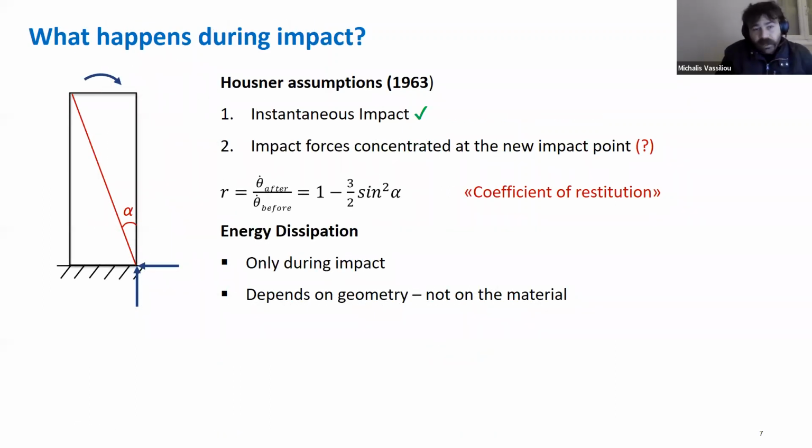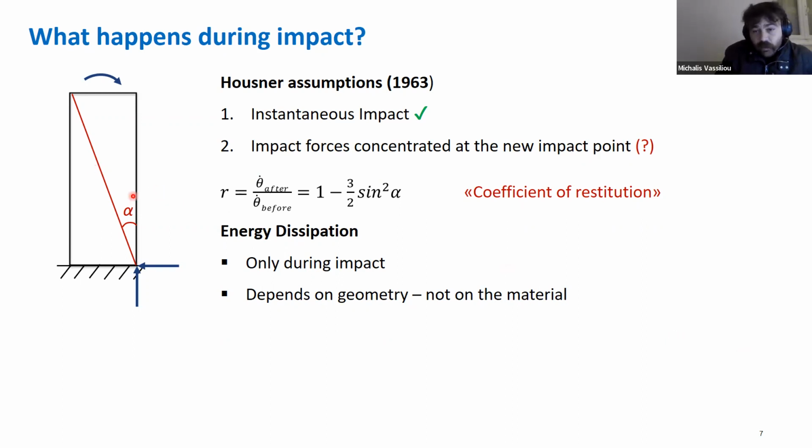Now, what happens during impact? Well, Housner made the following assumptions. The impact is instantaneous. And second, the impact forces are concentrated at the impact point. Based on these assumptions, one can take conservation of angular momentum around here and get that the coefficient of restitution, that is post to pre-impact angular velocity, is that much: 1 minus 3 over 2 sine squared of alpha, where alpha is this. This approach cannot capture any dependence on the material, but at least it tells us that more squat blocks dissipate more energy, which is the dominant phenomenon.